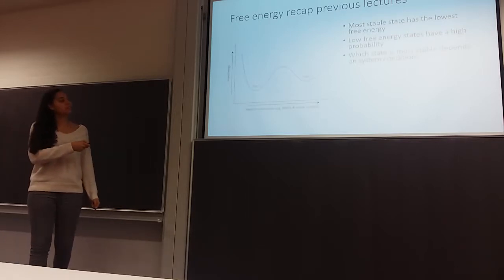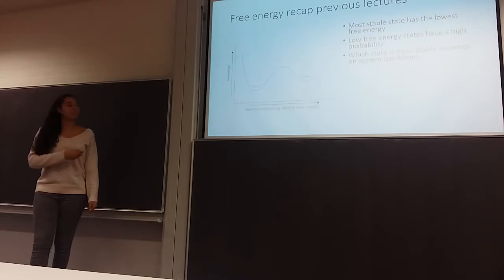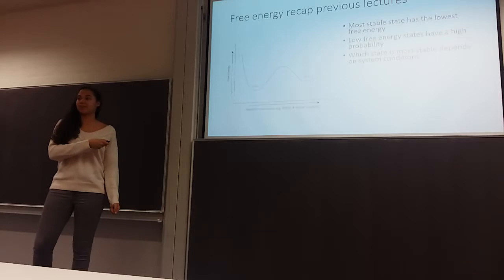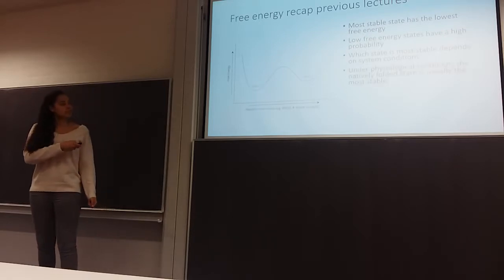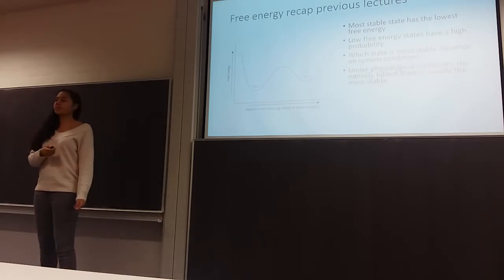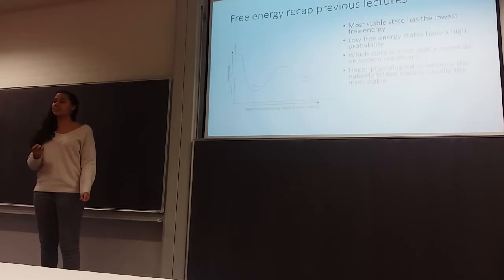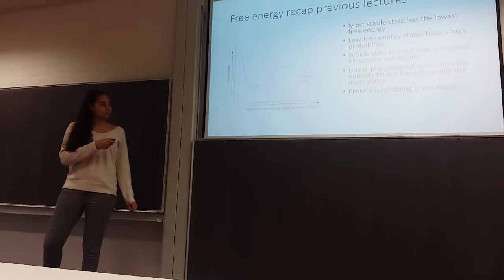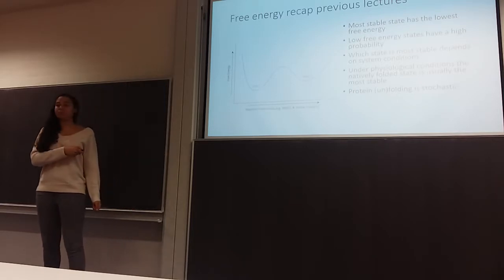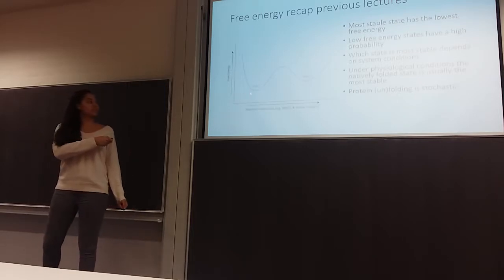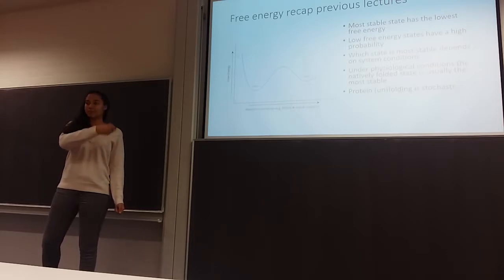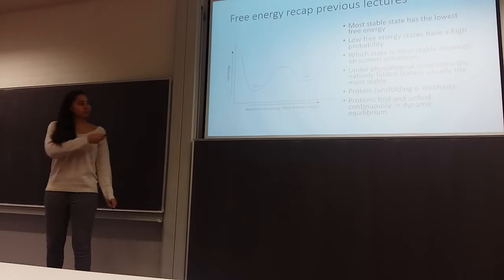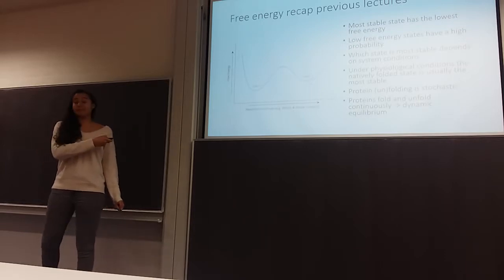Which state is most stable depends on the system conditions. For example, if you change the temperature or the pH, then this free energy diagram could look very different. Under physiological conditions, what we usually refer to as the native state is the most stable one, so that's quite often the functional state of the protein. Protein folding and unfolding is stochastic, so when a protein is in either state 1 or state 2, it has a certain probability to switch, and sometimes it will, sometimes it will not. This one we already touched upon: it's dynamic.